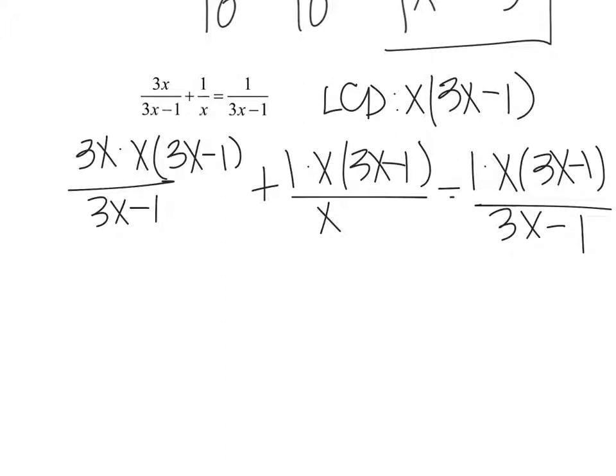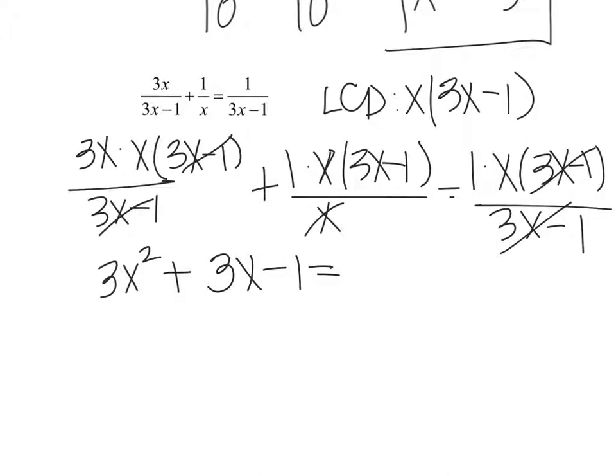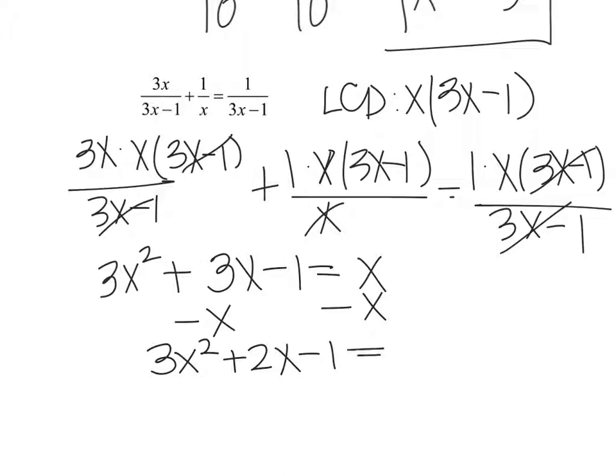So now we cancel anything that appears in a numerator and denominator. So it's going to be 3x minus 1, x, and 3x minus 1. So we're left with 3x times x, which is 3x squared, plus 1 times 3x minus 1, which is just going to be 3x minus 1, and then equals 1 times x, which is x. So because we have a squared term, in order to solve for x, we're going to have it set equal to 0. So we're going to subtract x from both sides. So we get 3x squared plus 2x minus 1 equals 0.